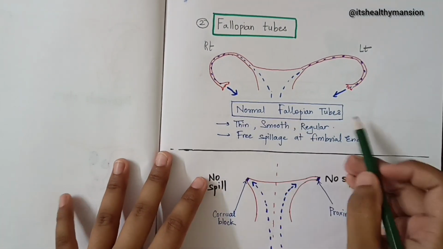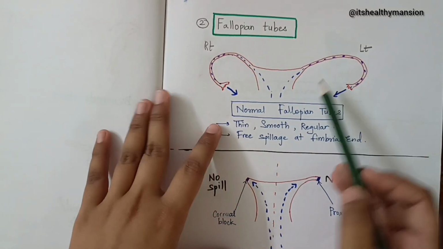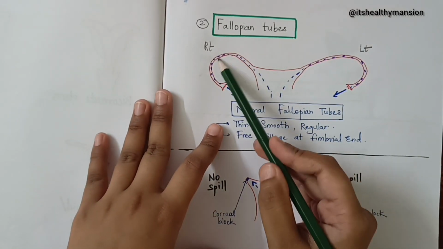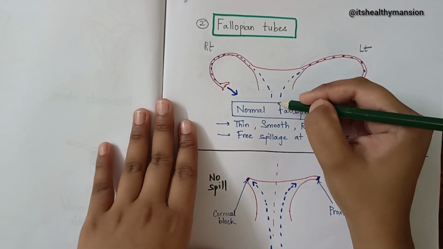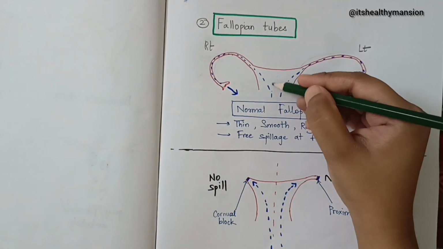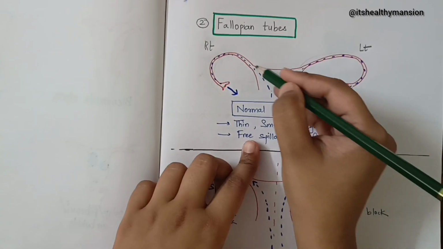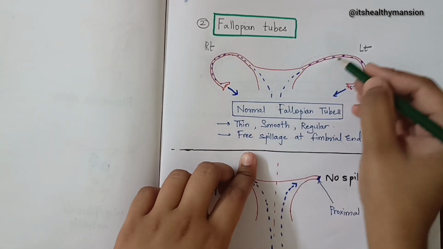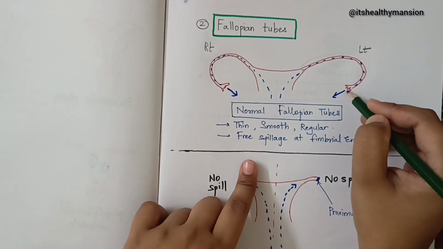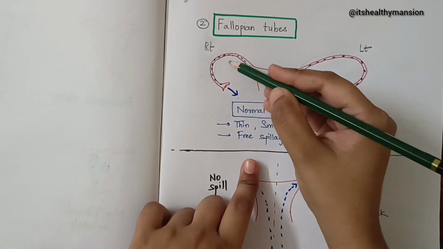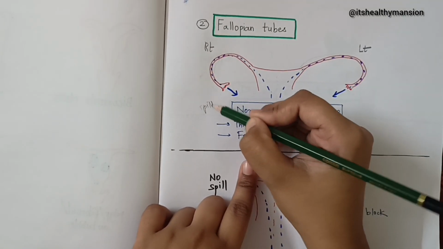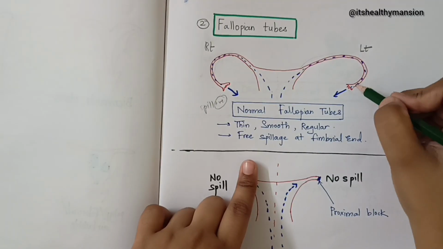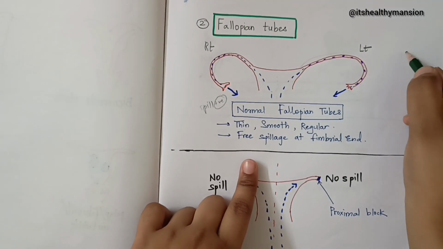So this is a normal fallopian tube. How does the normal fallopian tube look? It is thin, smooth and regular. There is a free spillage when the dye has been inserted in the uterine cavity. This dye travels towards the fallopian tube and comes out from the fimbrial end of the fallopian tube. Whenever the spill comes out from the fallopian tube, it is said to be spill positive. And whenever you can't see the spill coming out, it is called spill negative.